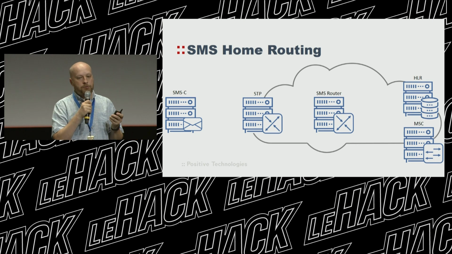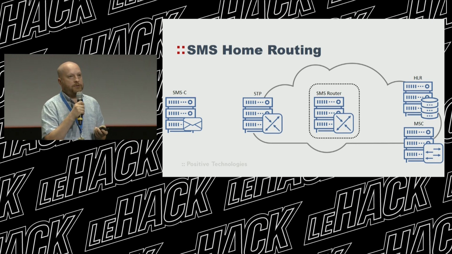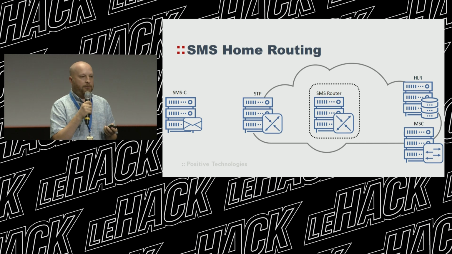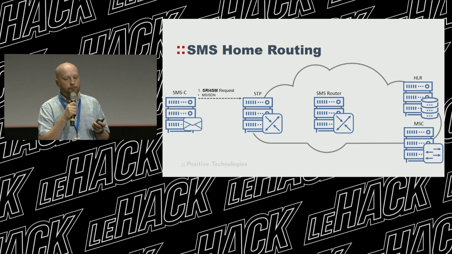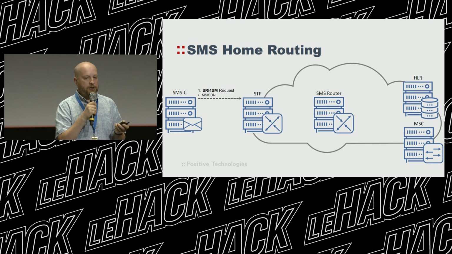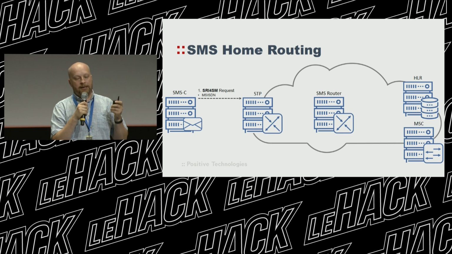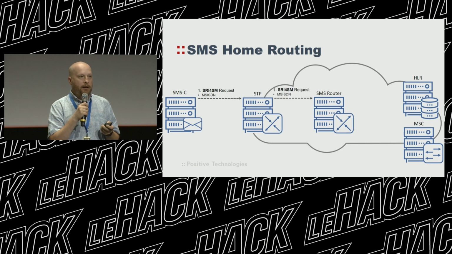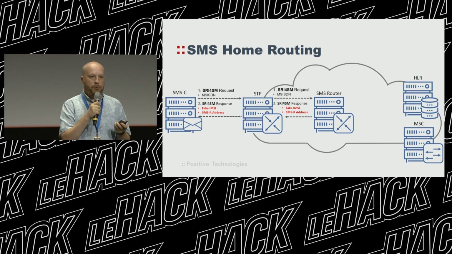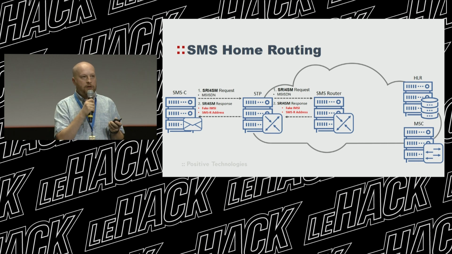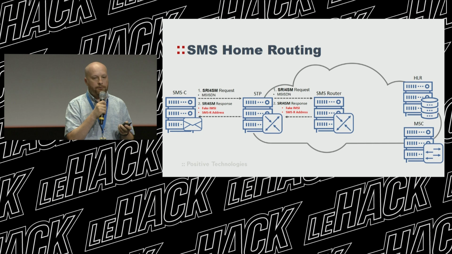SMS home routing introduces one more network element that is called SMS router. And now, when STP receives a send routing info for SM signal message from an external connection, it should deliver this message not to the HLR, but to the SMS router. SMS router generates some fake IMSI with random digits and uses its own address instead of the MSC's one.